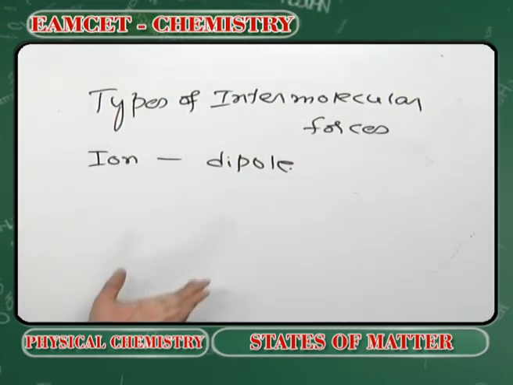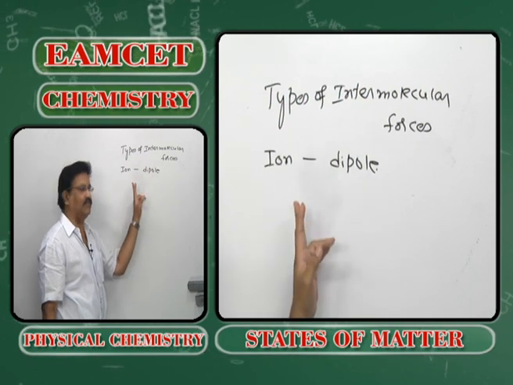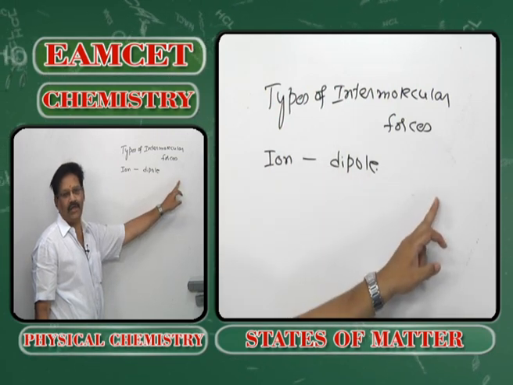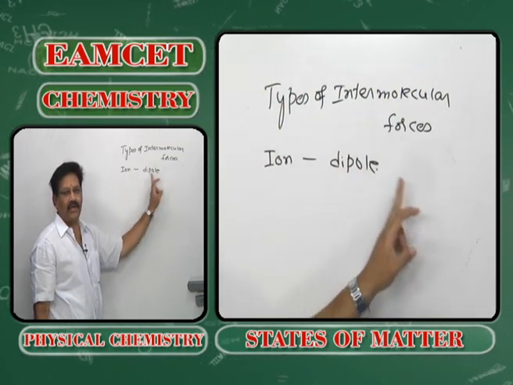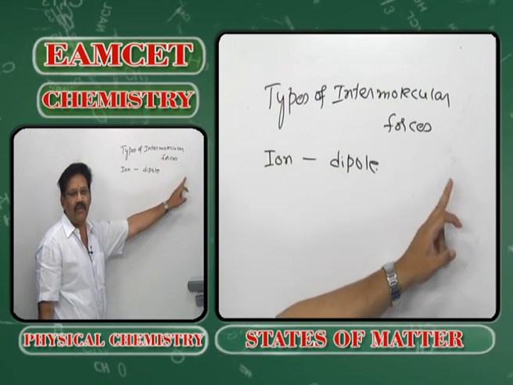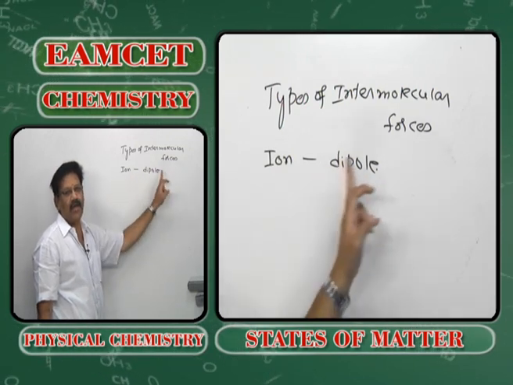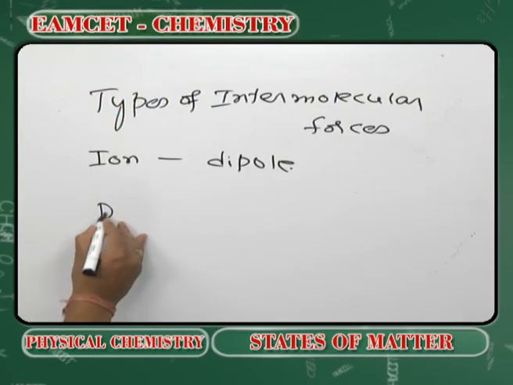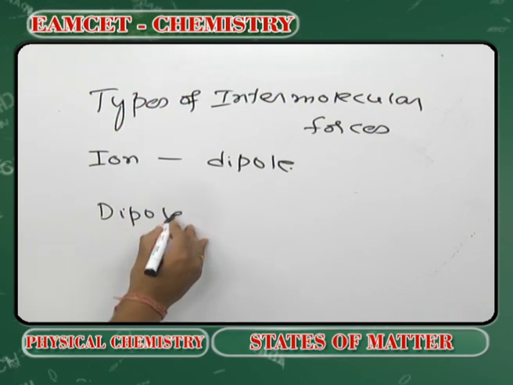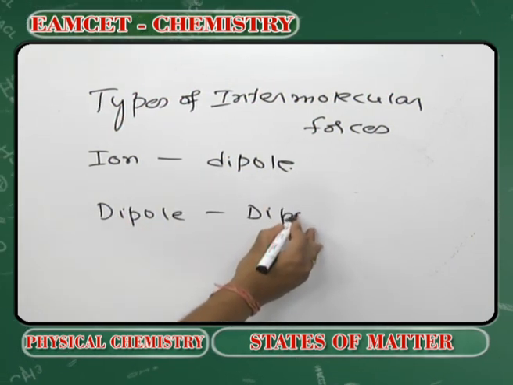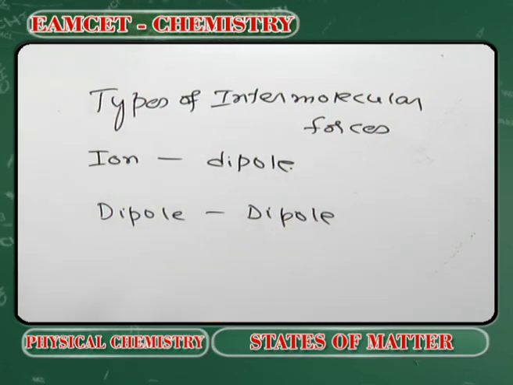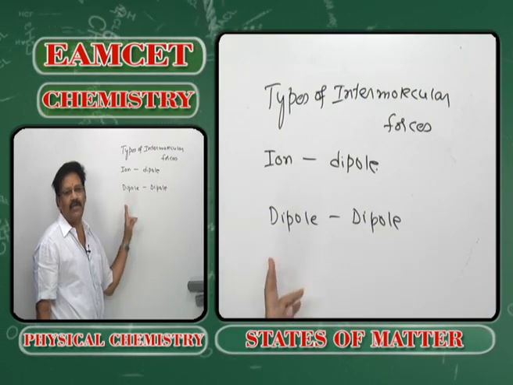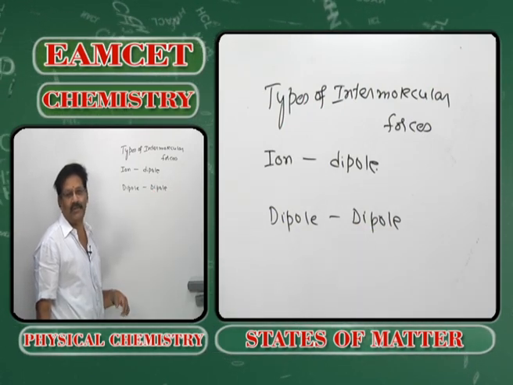This type of intermolecular force will exist between an ionic compound and a polar covalent compound. Ion dipole type of forces will exist between an ionic compound and a polar covalent compound. Next, dipole interactive forces. This type of force of attraction will exist among the polar covalent compounds.